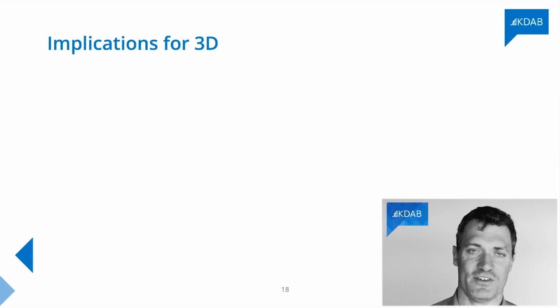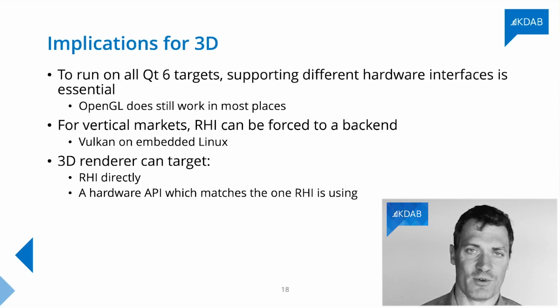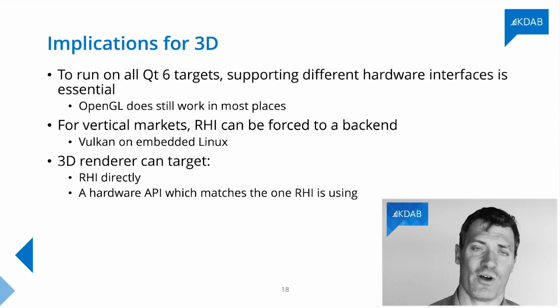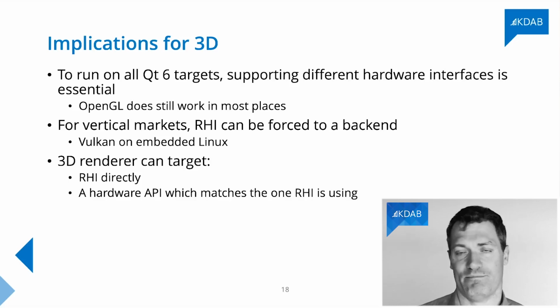Let's talk about some of the implications of this RHI layer and where it leads us in terms of 3D development inside Qt6. If we want to run on all Qt6 targets, we have to use something that supports all the different rendering backends that RHI itself might be using. It's worth pointing out, of course, that OpenGL does still work on the vast majority of targets. So as a migration strategy, using OpenGL is a reasonable approach. It will just eliminate some platforms, but it can be made to work in the vast majority because OpenGL, even on Apple platforms, is only deprecated, but it still does exist and run. It may not run forever, but it runs a bit.